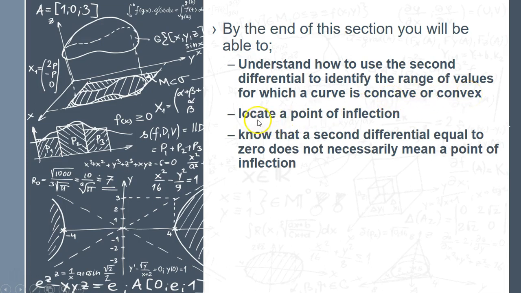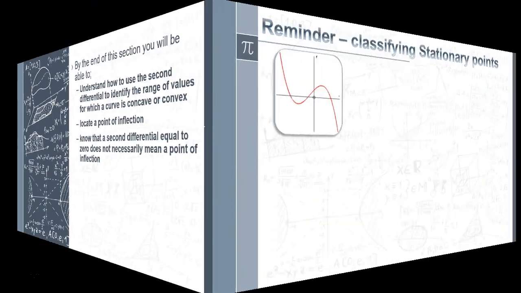Then using second differentials to help us locate points of inflection, we'll have to discuss what a point of inflection is. And then there's a twist in the tail at the end, which, let's say, we will get to. It's something that you need to watch out for. And that's that third point there. Okay, right, here we go.